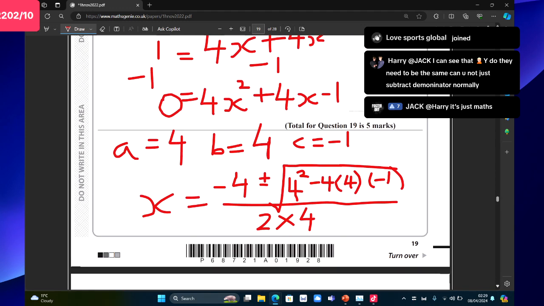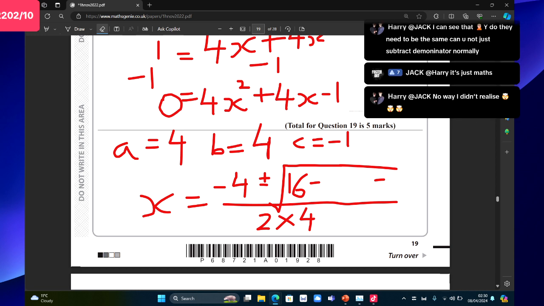Right, so let's just simplify this bottom bit. So that'll be 16. 4 squared, it's 4 times 4, which is 16. And obviously, because it's a minus times a minus, it makes a positive. So it's going to be 16 plus 16, all over 8. Now I can simplify the numerator, so that's going to be root 32.